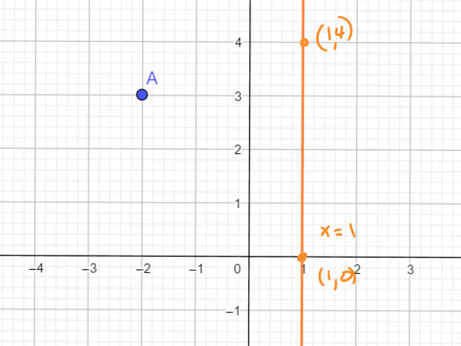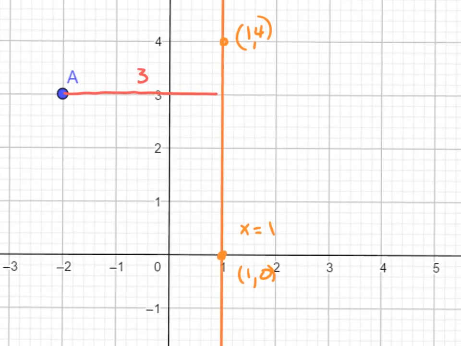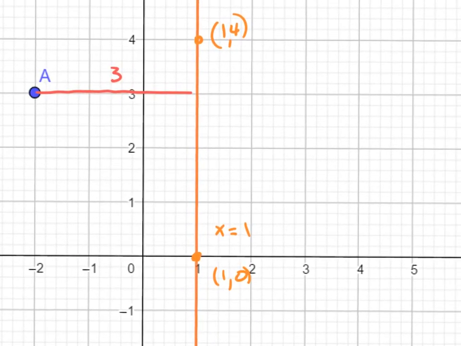Same thing happens here. When I reflect over that line, it has to be the same distance from that line on both sides. And also, since the line is vertical, I'm going to only make a horizontal move in my point. In other words, since it's already on the left, it's going to move to the right side. So it's going to be 3 more over this way.